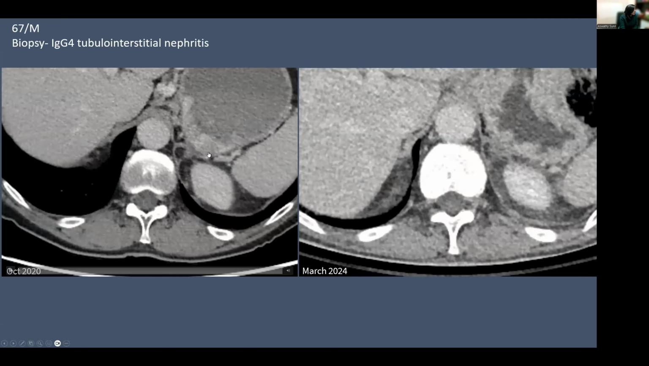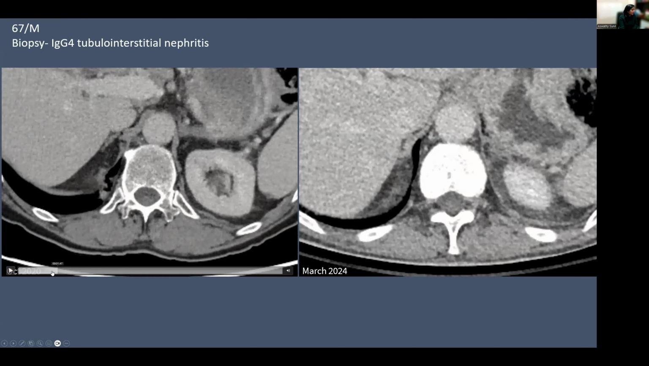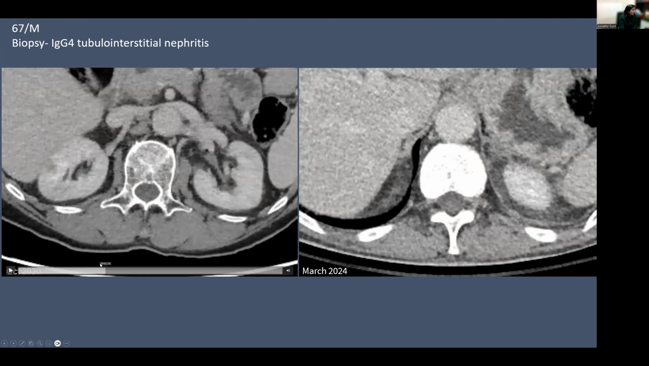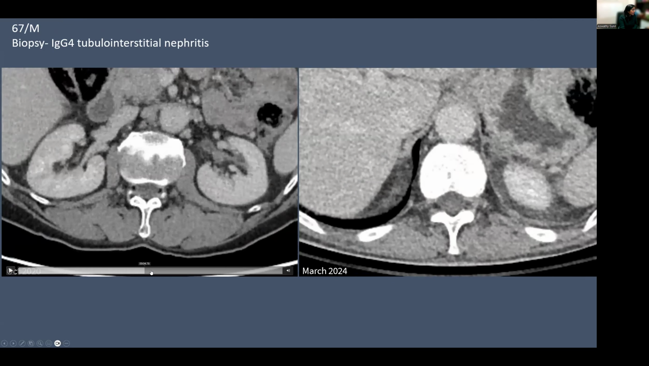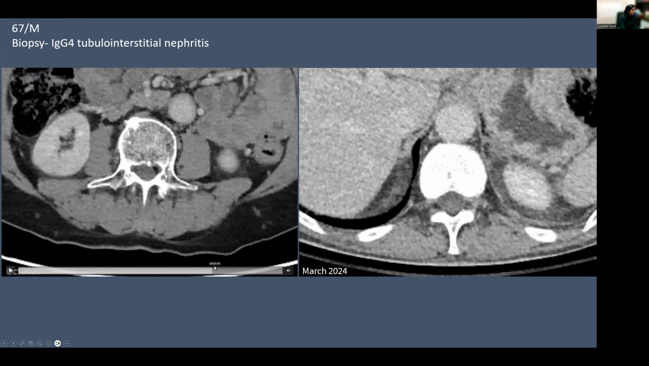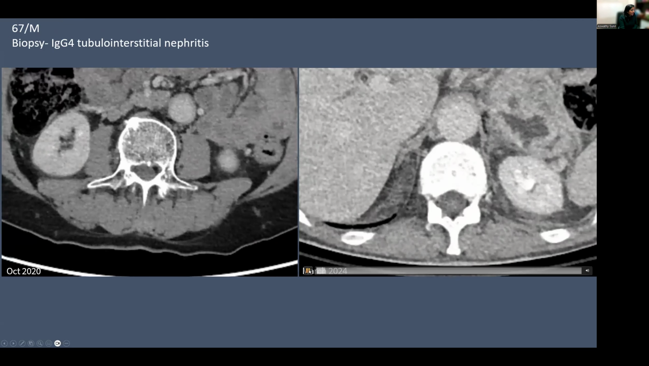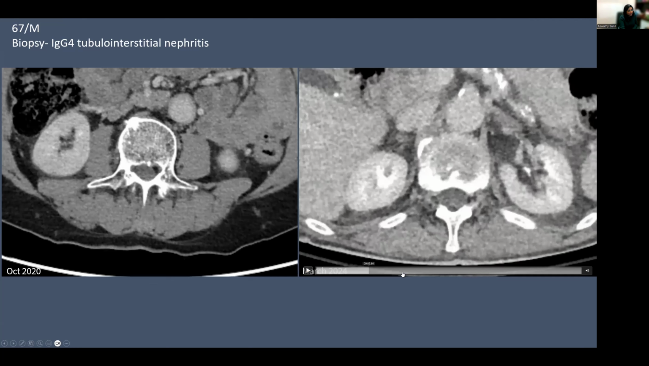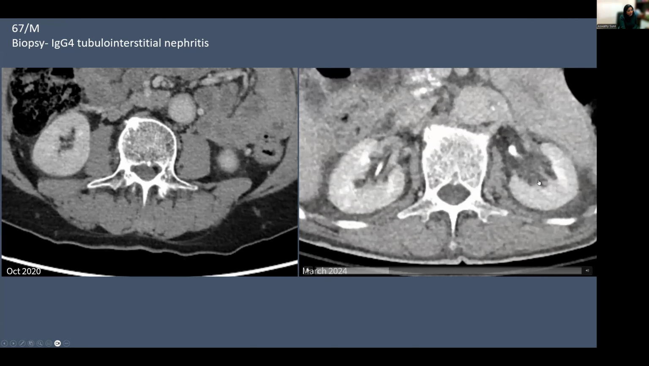This is another patient, a 67-year-old male. So this is from 2020, and he presented with progressive renal failure. Again, on kidneys, you see these vague hypodense round lesions in the cortex. And 4 years later, in the same patient, you see diffuse thickening of the renal pelvis. So over a course of a few years, you see different patterns of the same disease in the same patient.